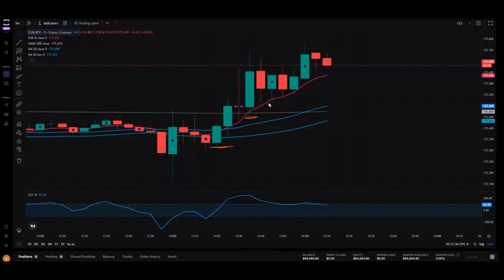So if you're looking to buy and you see the 8-period EMA is starting to emerge out of the 20-period moving average zone, that gives you a very strong signal, guys, to go long in the markets.